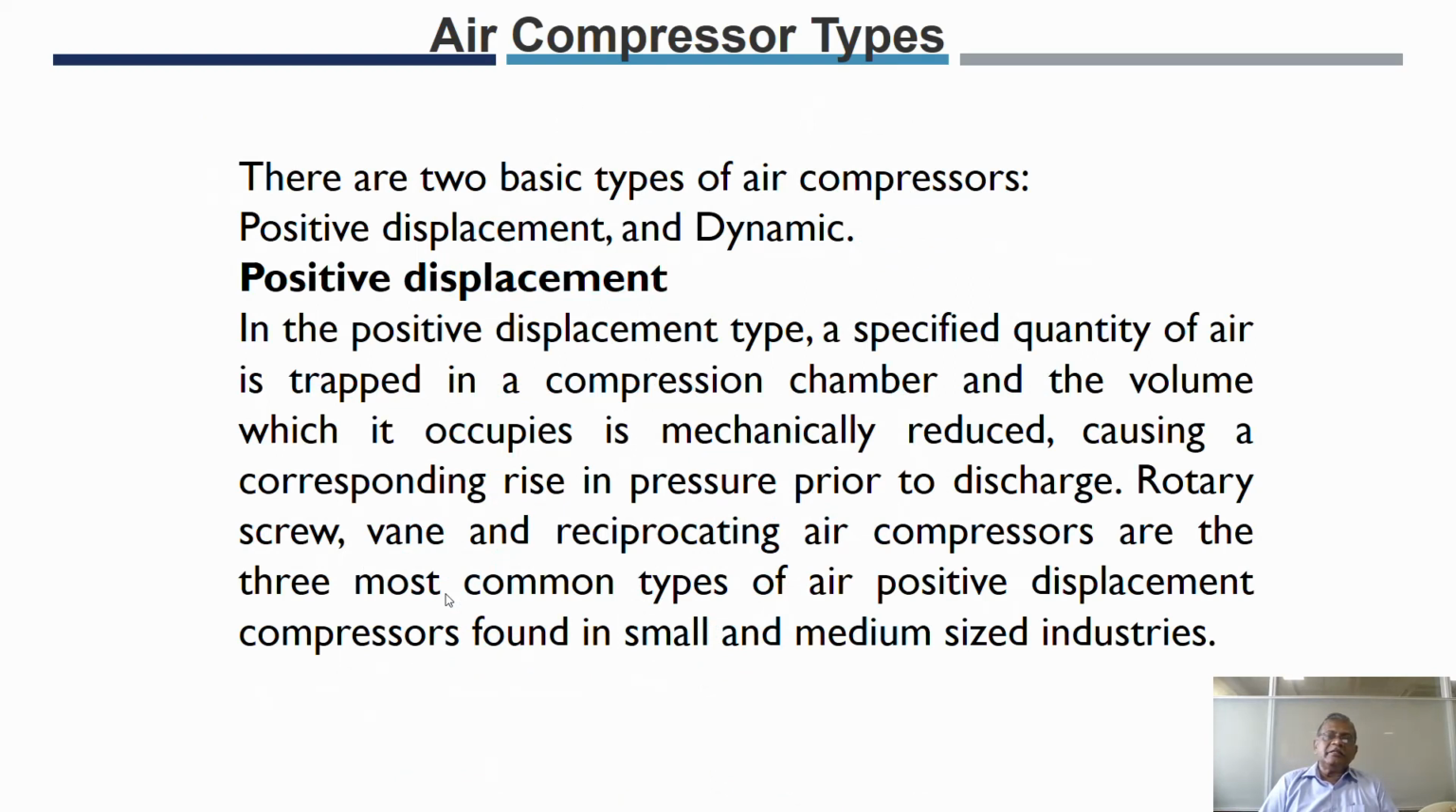There are two basic types of air compressors: positive displacement and dynamic. In the positive displacement type, a specified quantity of air is trapped in the compression chamber, and the volume it occupies is mechanically reduced, causing a corresponding rise in pressure prior to discharge. Rotary screw, vane, and reciprocating air compressors are the most common types of positive displacement compressors found in small and medium sized industries.